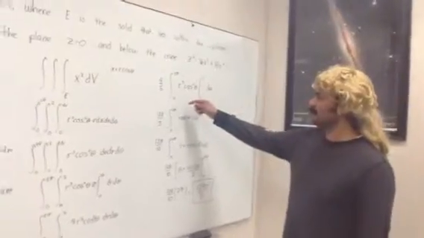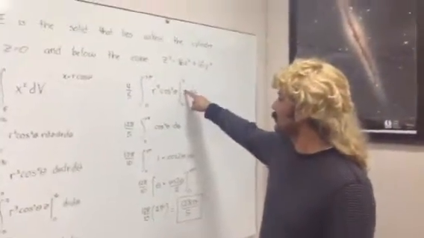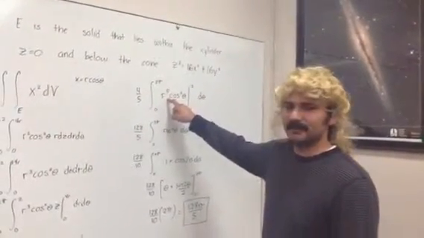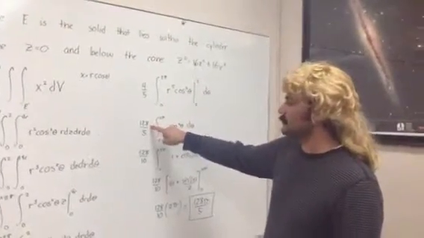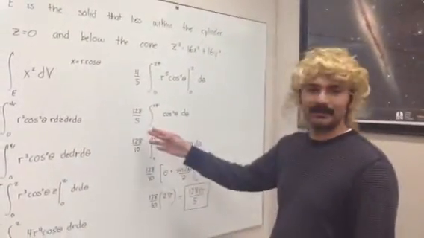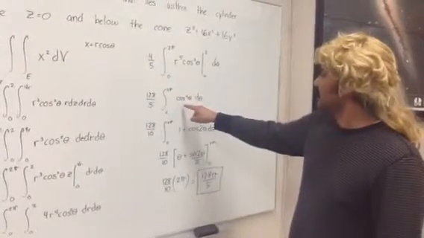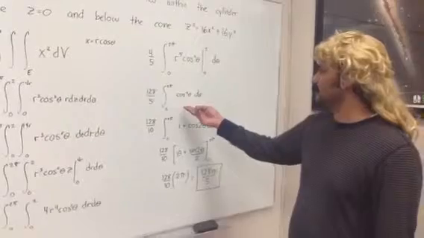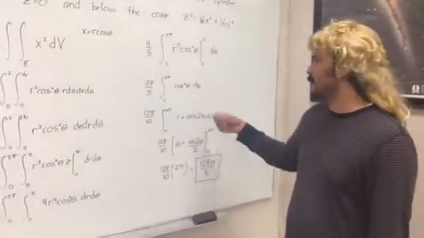Evaluating r from 0 to 2, 2 to the 5th is 32. Pulling that out times the 4, we are left with 128 over 5. After evaluating for r, we are left with the simple integral of cosine squared theta d theta.